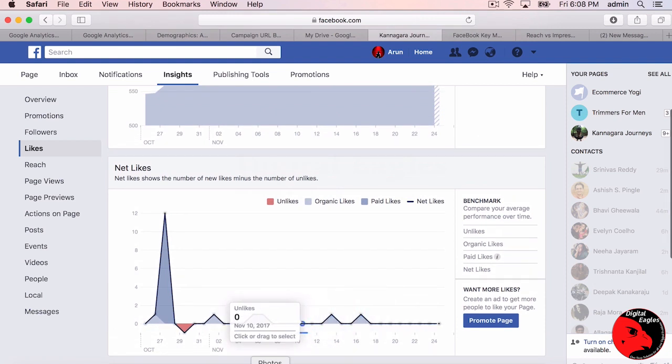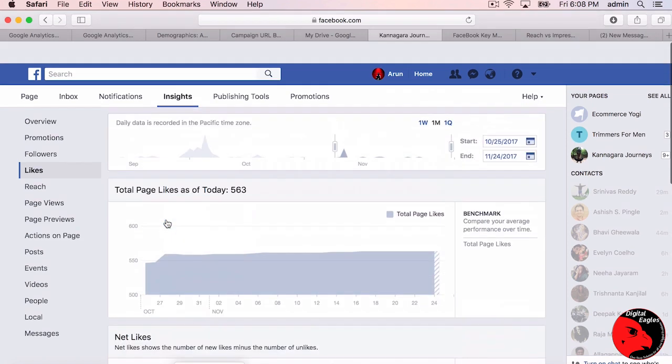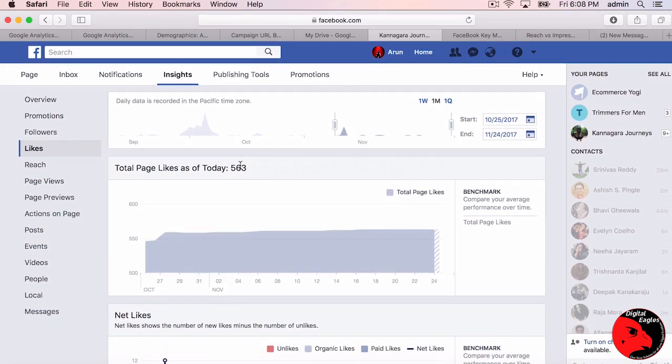So this is a number to keep an eye out for. Currently I'm at 563 page likes. I would like to see it going up. So this is how the trend went on. I'm moving ahead, but the growth is slow. I have to work on it.